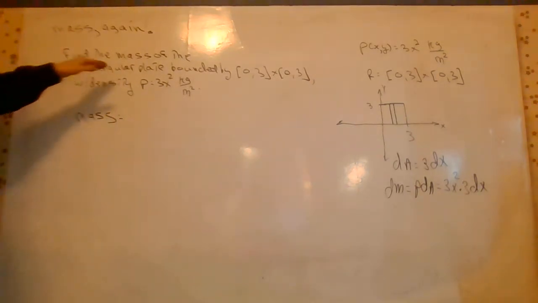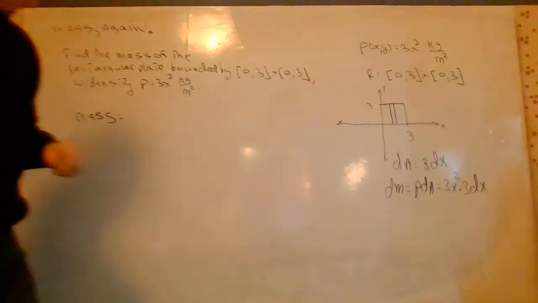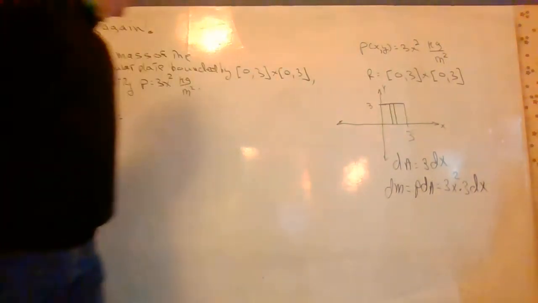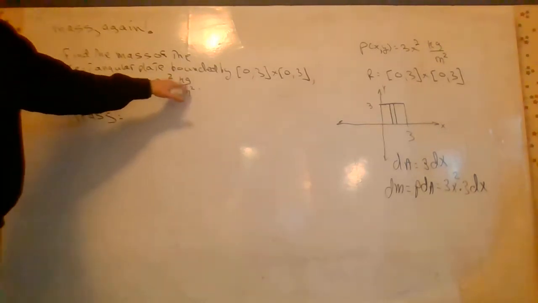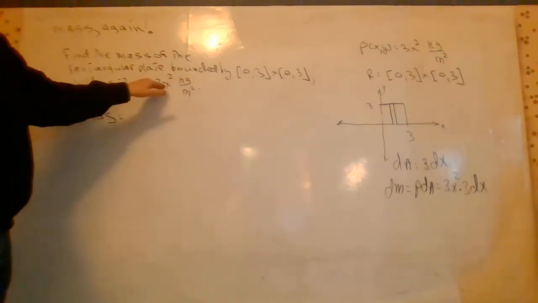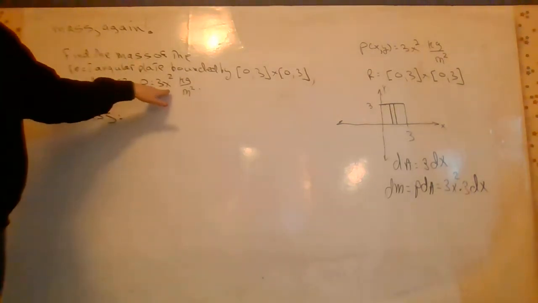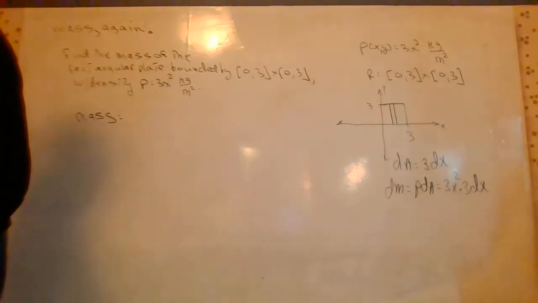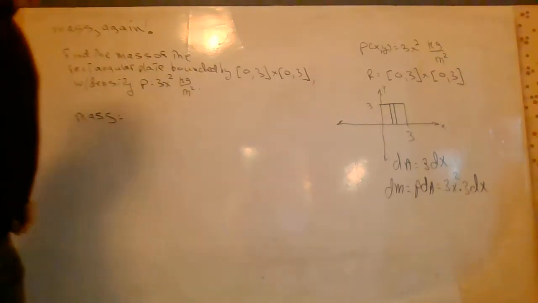We want to find the mass of a rectangular plate bounded by this Cartesian product. It's just this square in the first quadrant, with density rho equals 3x squared kilograms per square meter. Now this density varies with one variable. If it varies with one variable, we can use a single integral. You could use a single integral or a double integral, whatever your choice is.